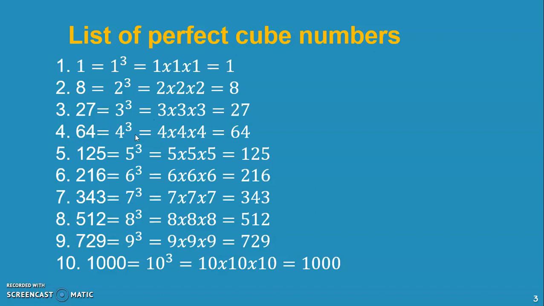We have 64. That is 4 cubed. 125, 5 cubed. 216 is 6 cubed. Then 343 is 7 cubed. Then 512 is 8 cubed. 729 is 9 cubed. Then 1000 is also a perfect cube because it is 10 cubed, or multiply 10 by itself 3 times. Ito mga ilan po sa mga perfect cube numbers. Sample lang po.